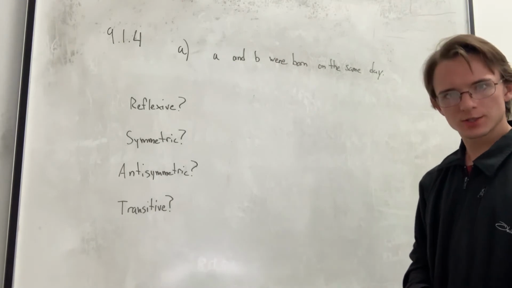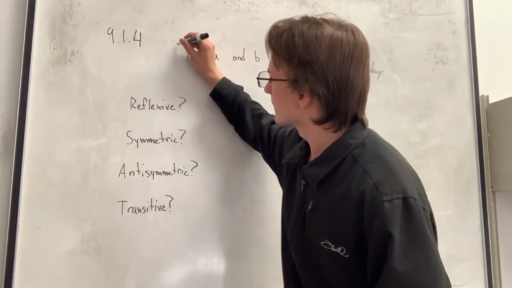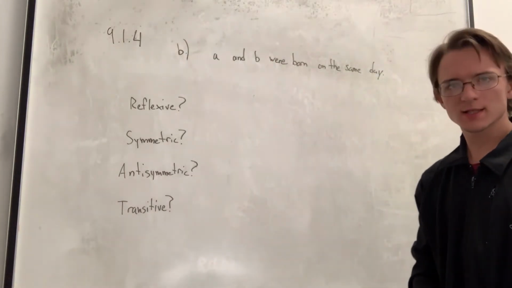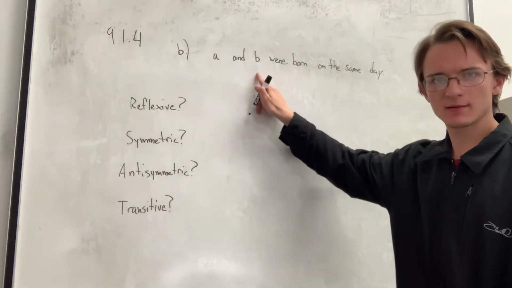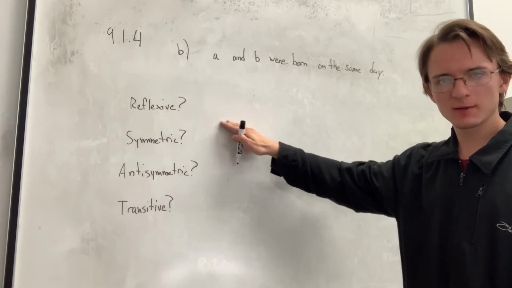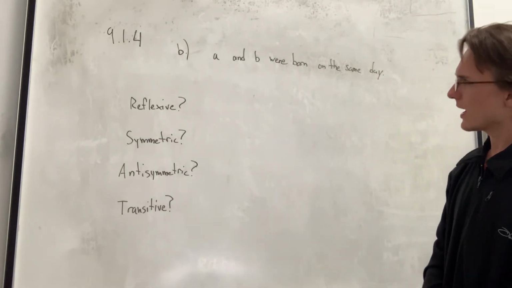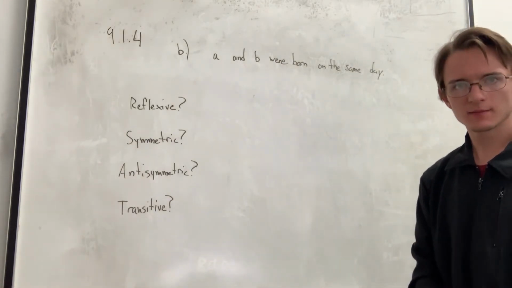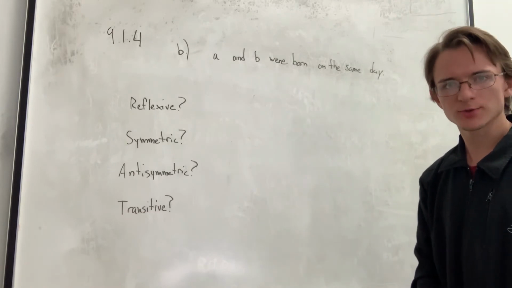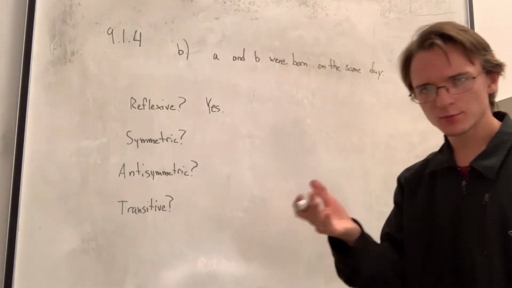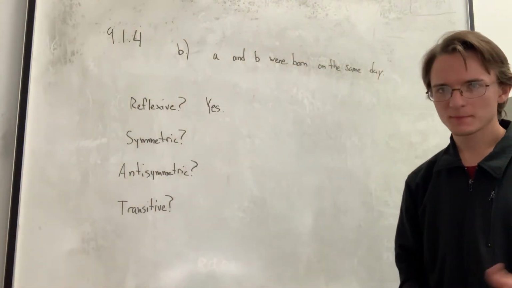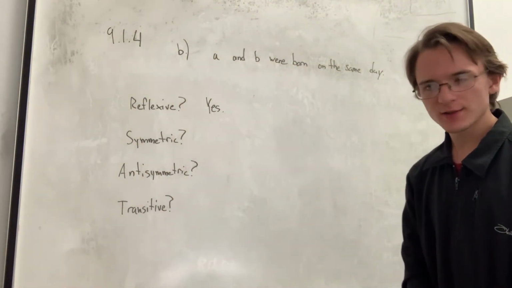Okay, so part B. A and B were born on the same day. Does it make sense to replace B with A for the reflexive property? Does it make sense to say A and A were born on the same day? It would still hold true, so I would say that makes sense. It is reflexive. If A was born on the same day as A, then there's no contradiction there.